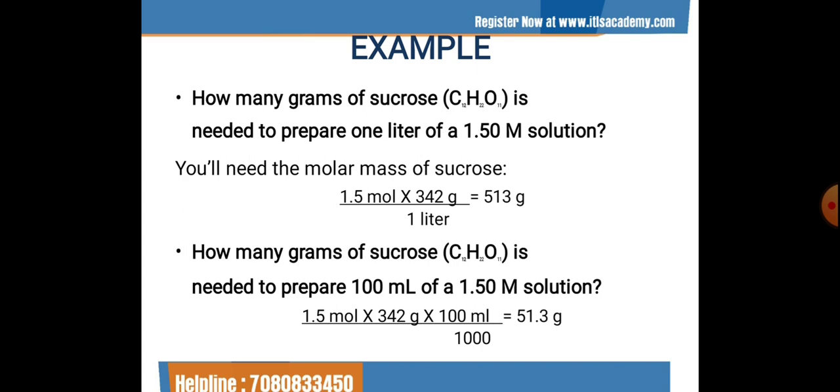Here we are dividing by 1000 because we have to convert these values and put them into gram per liter. That is why we are taking 1.5 moles into 342 grams, that is the molecular weight, into 100, that is the given quantity, upon 1000, and we get 51.3 grams of sucrose required to make 100 ml of 1.50 molar solution.